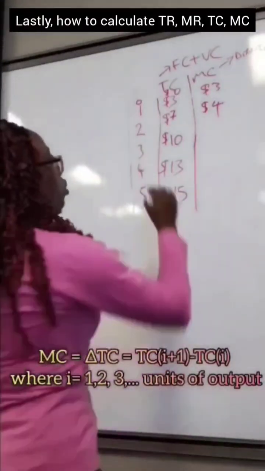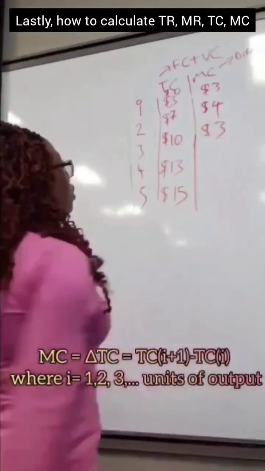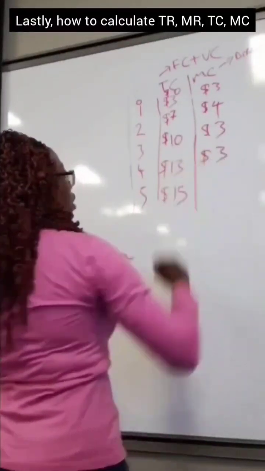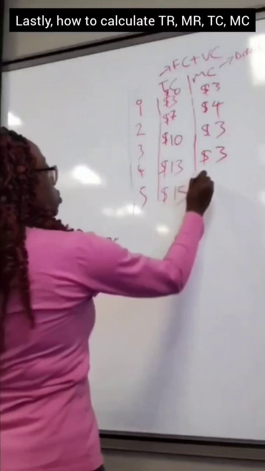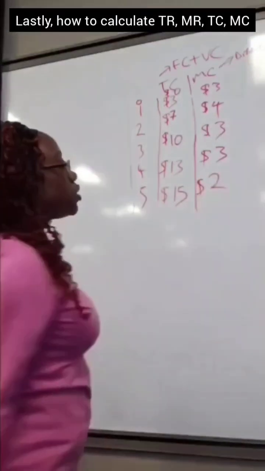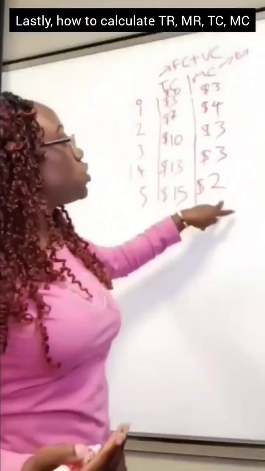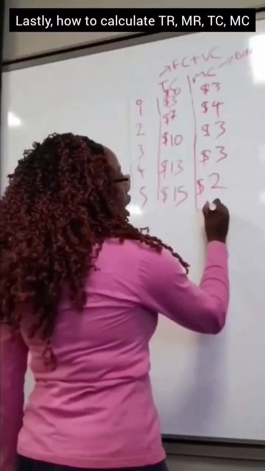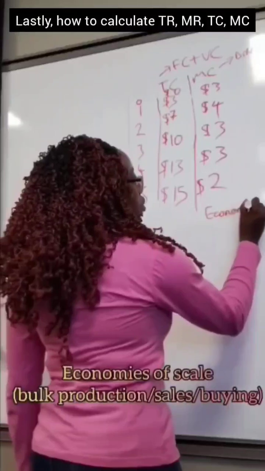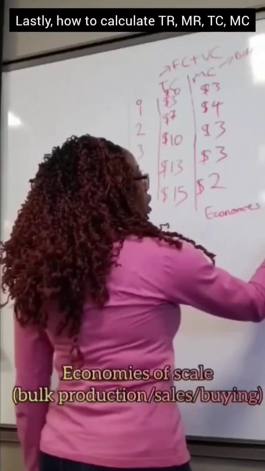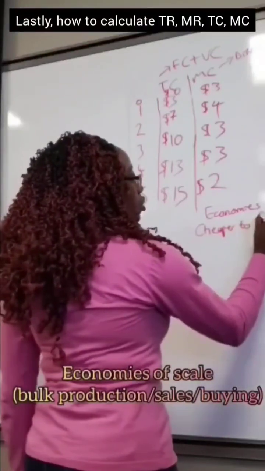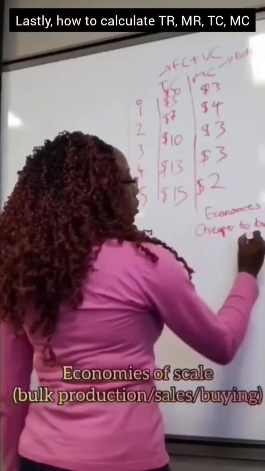At 3 units, your marginal cost would be 10 minus 7, which is $3. At 4 units, it would be 13 minus 10, which is $3. At 5 units, it would be 15 minus 13, which is $2, right? So do you see how the extra cost reduces as you produce more units of a good? This illustrates something we call economies of scale. Economies of scale just means that when you produce things in bulk, it's cheaper, right? So it's cheaper to bulk sell or to bulk buy.